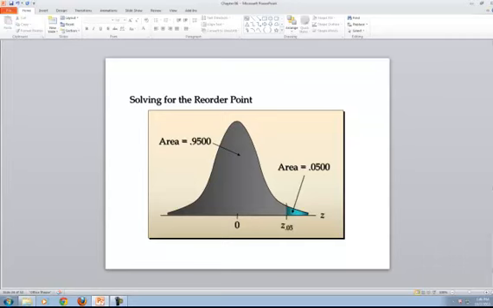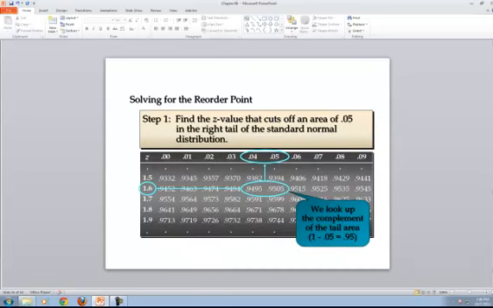There is no easy way to do this. You'll just have to plunge your fingers into the table and look for the number closest to 0.95. The number that's closest to 0.95 is approximately 1.645. So keep that number in mind because that's going to be the critical z.